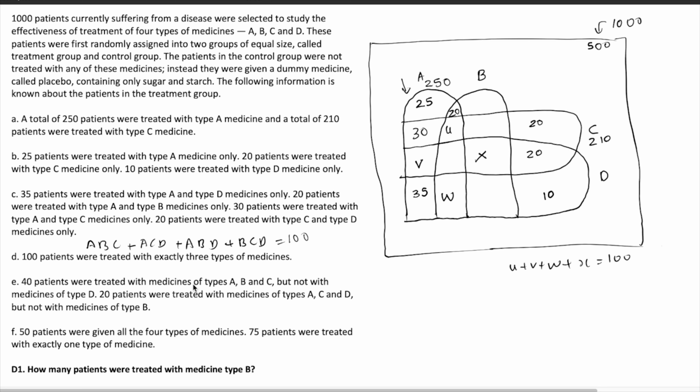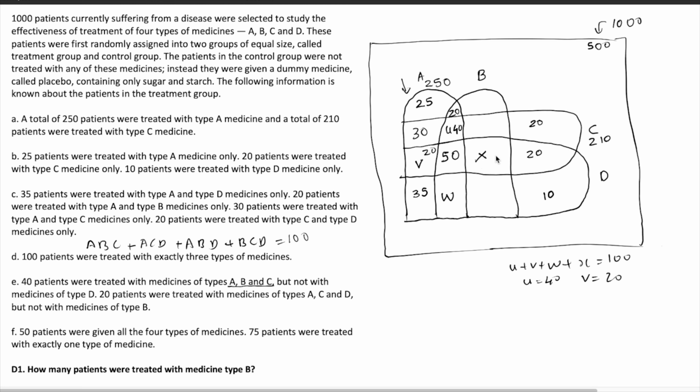Next point, 40 patients were treated with medicines of types A, B and C, but not with medicines of type D. So there are 3 medicines, A, B and C, which is represented in this diagram using the letter U. So U is equal to 40. We will write it here too. The next point says 20 patients were treated with medicines of types A, C and D. So again we get the next letter, V is equal to 20. Now going to the last point, 50 patients were given all 4 types of medicines. So A, B, C and D is represented by this partition. So I'll write 50 here.